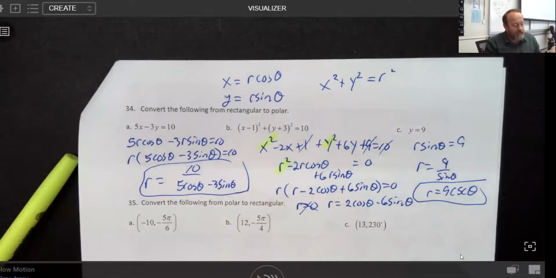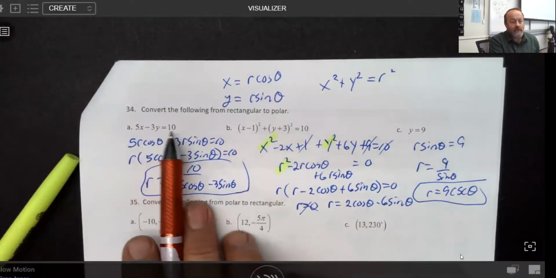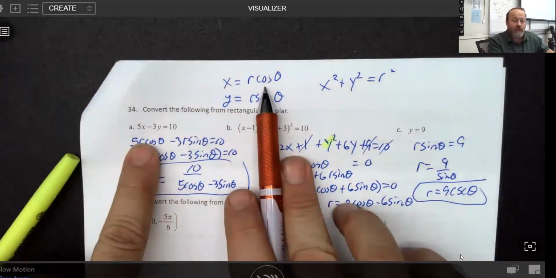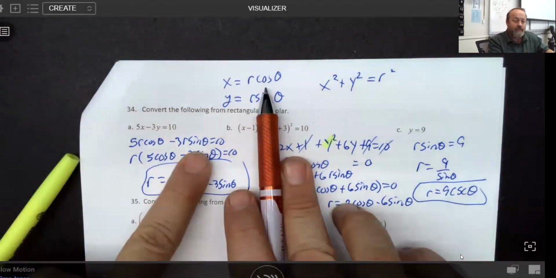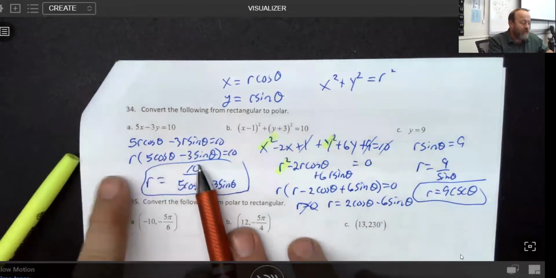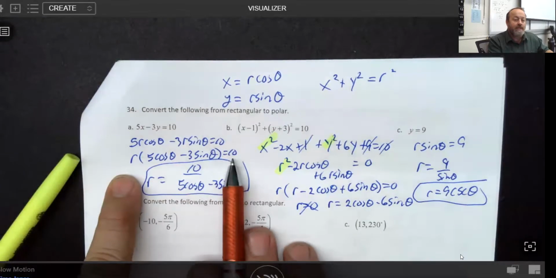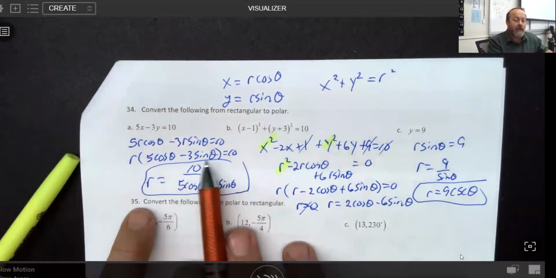So keeping that in mind, when we have something like 5x minus 3y equals 10, we can easily grab this x piece and replace x with r cosine theta and y with r sine theta. Very easy to do a substitution there. You'll notice that I have an r in common on both of these, and then I divide by this chunk right here. That's going to allow that r to be by itself, so r would simply be 10 divided by that piece right there.